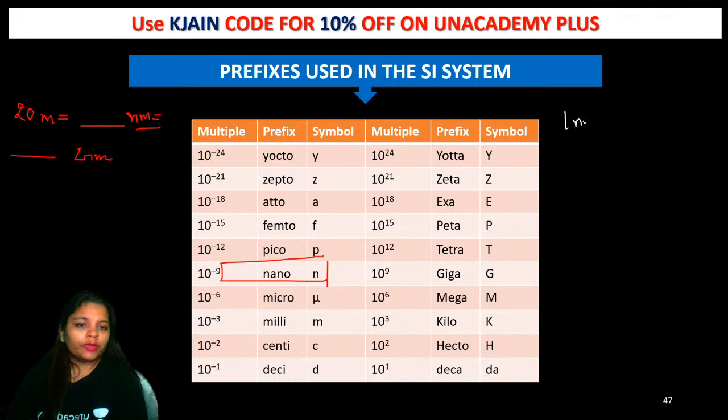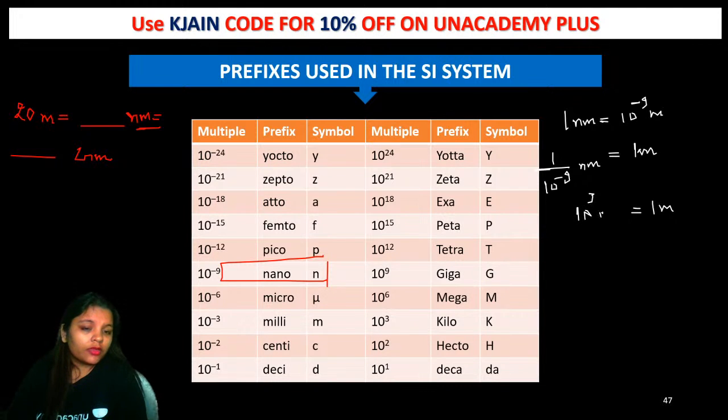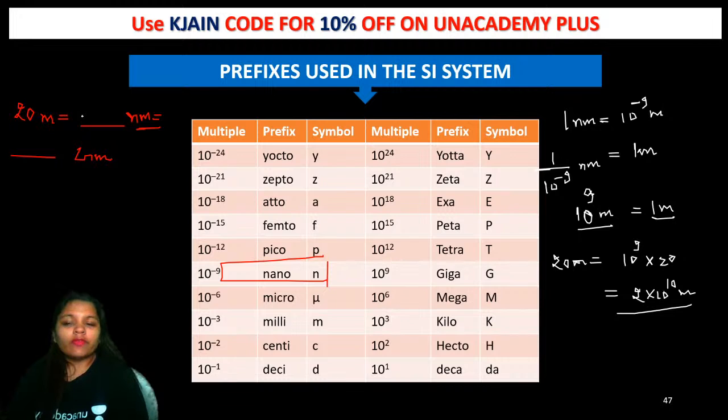See, I know 1 nanometer is equal to 10 to the minus 9 meter. So 1 meter is equal to 1 upon 10 to the minus 9 nanometer, that is 1 meter is equal to 10 to the 9 nanometer. Now how much is 20 meter? It is 10 raised to the power 9 multiplied by 20. So that makes 2 into 10 to the 10. So I will fill here 2 into 10 to the 10 nanometer. So I got the answer.